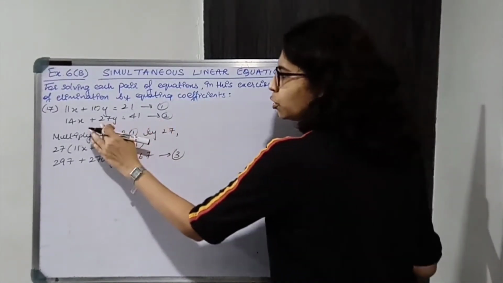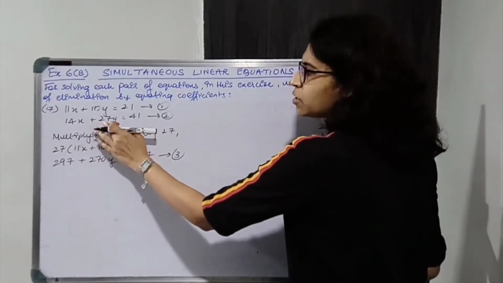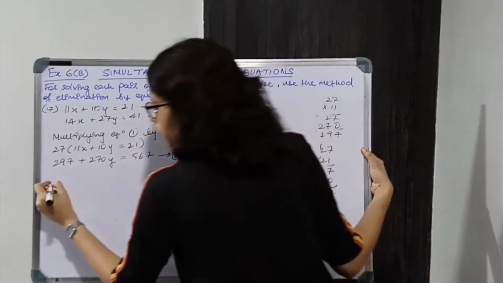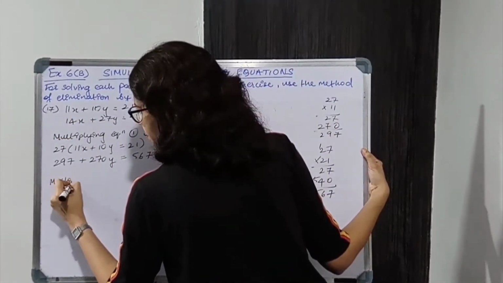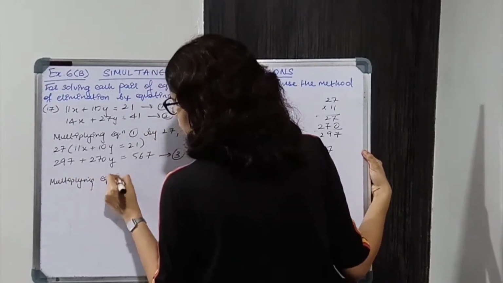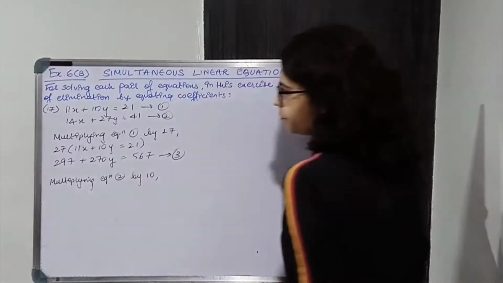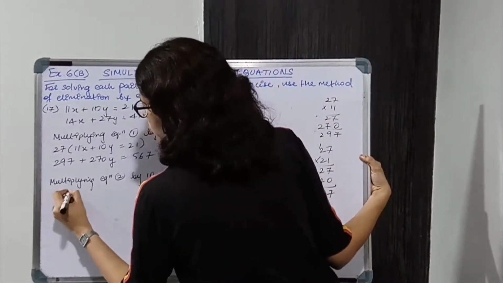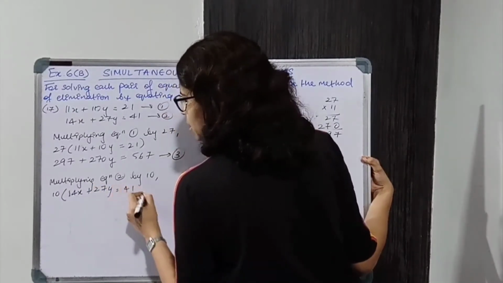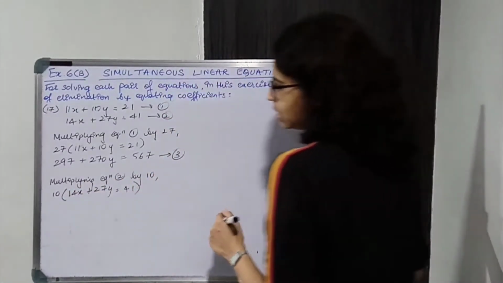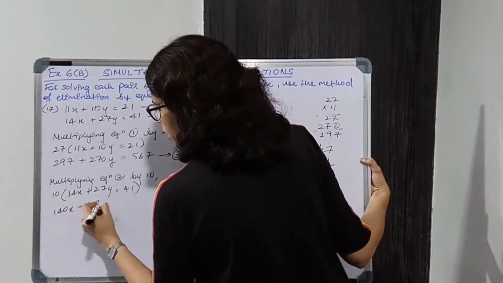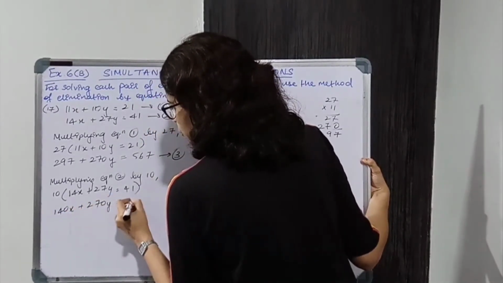Now 2 का भी same करना है. I need to make this 270. So I'll multiply by 10. So multiplying equation 2 by 10. So 10 into 14x plus 27y is equal to 41. This is very easy. 10 से multiply कर रहे हैं, zeros लग जाएगा. So 140x plus 270y is equal to 410.